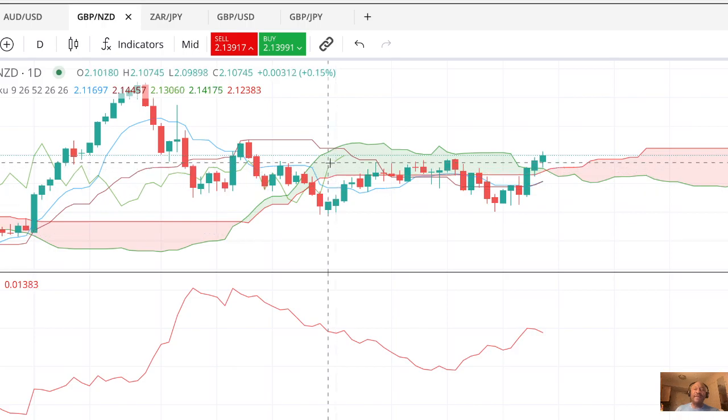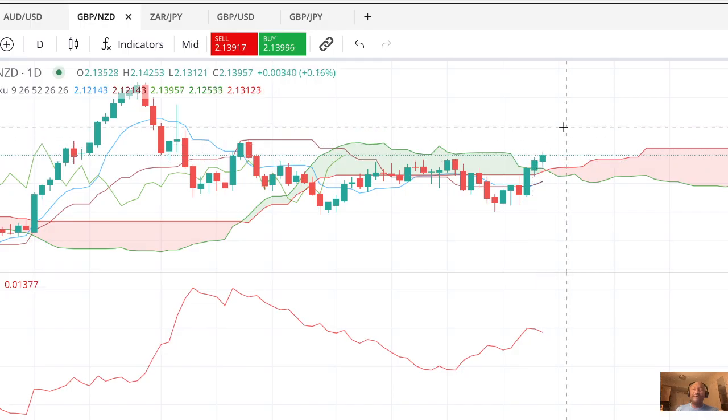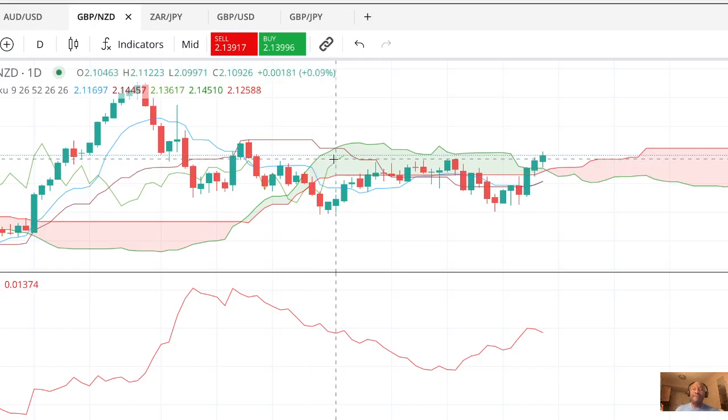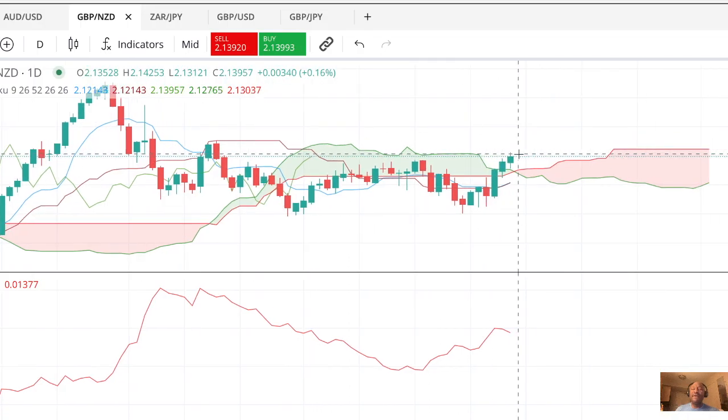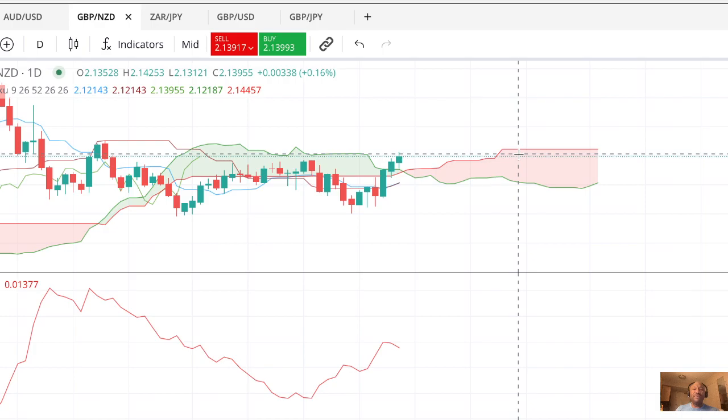The lagging span is within the cloud, but it is above the price action. So as you can see, the price action has broken out. So what will more than likely occur here is the price will continue to go up. The lagging span is going to break. It's right below this baseline here in the cloud, so more than likely it's going to break it and go up. So this is definitely a nice trade you want to consider as well.